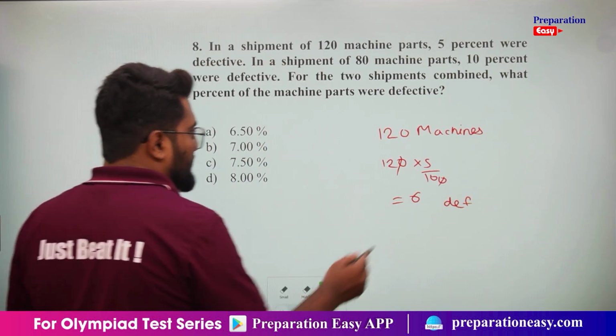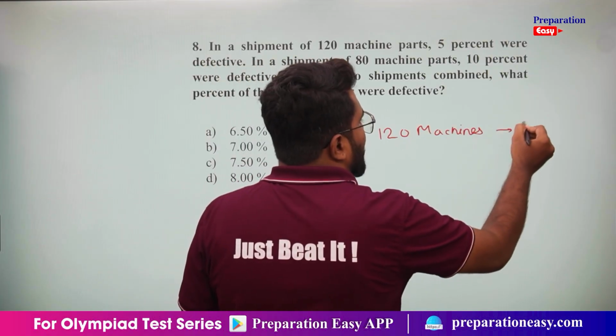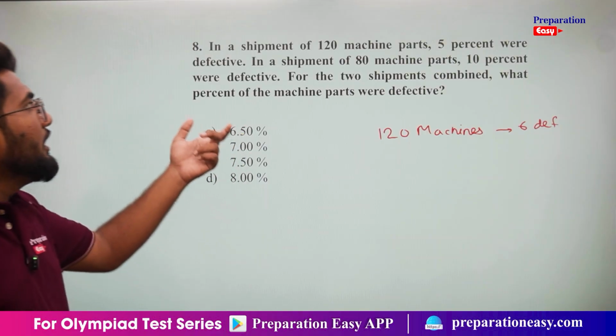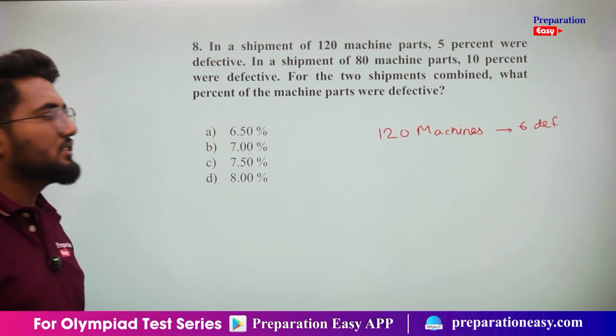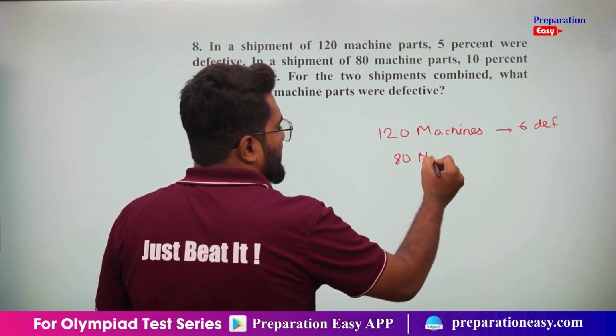So out of 120, how many are defective? 6 are defective. Next, in a shipment of 80 machine parts, there is another shipment, that is 80 machine parts.